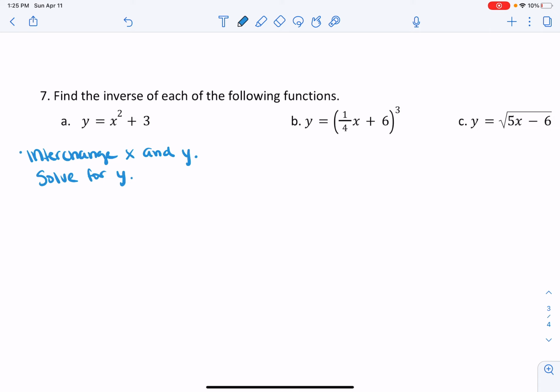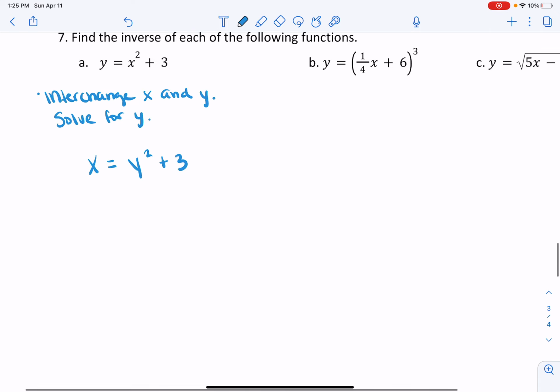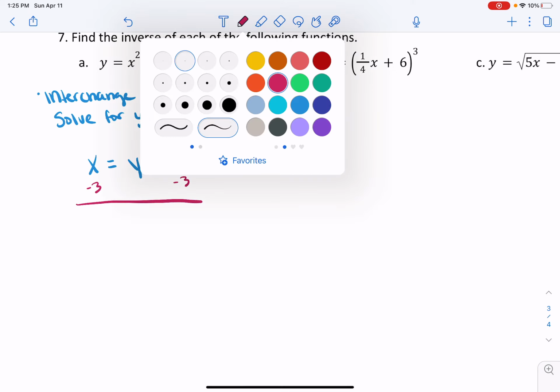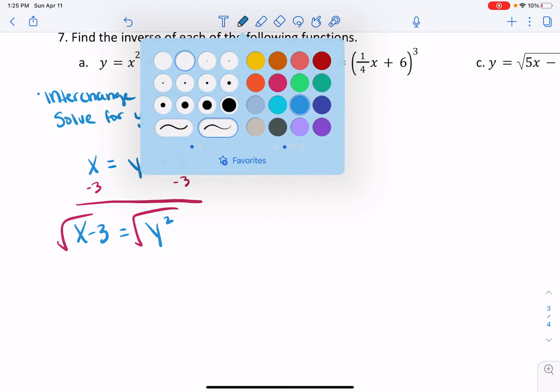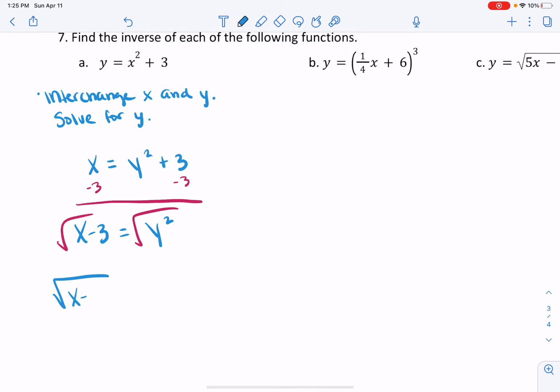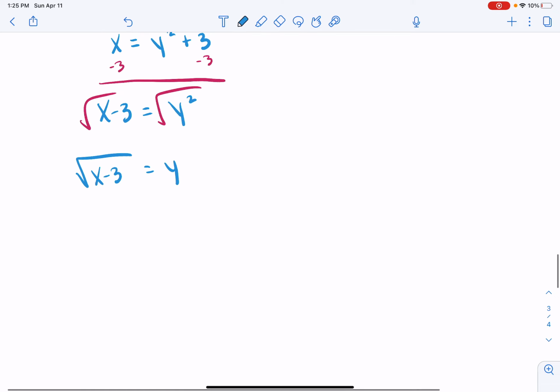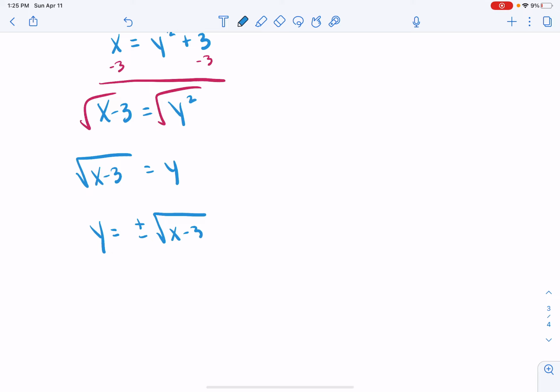Okay, so this becomes x equals y squared plus 3, and we're going to go ahead and solve for y. So I'm going to start with subtracting 3 on each side. So that leaves me with x minus 3 equals y squared. To get rid of that squared, we take the square root. So this becomes the square root of x minus 3 is equal to y. Now we could leave it like that, but technically when we're solving square roots, that would be plus or minus in front of it.